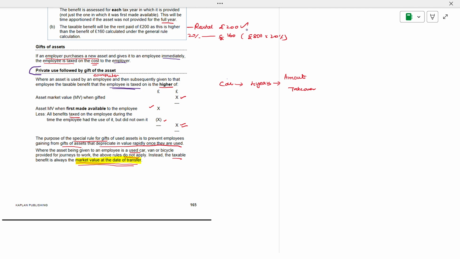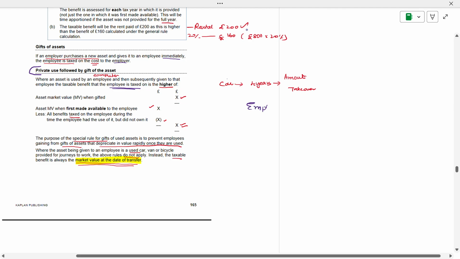So, 20% of... Pardon? My question is, the employer purchased the new asset and gives it to the employee. How is the employee taxed on it, sir? Isn't it the employer who is purchasing the asset? Employer is purchasing, right? See, that is the reason.